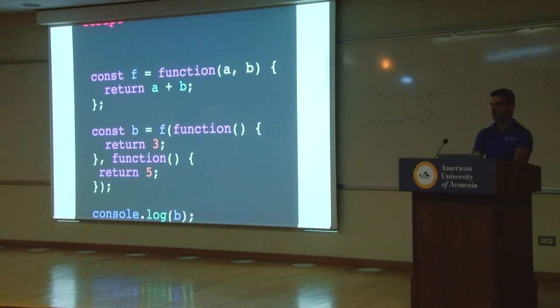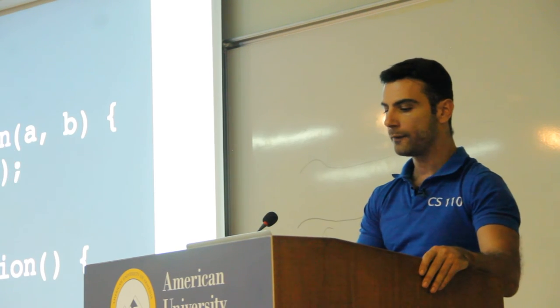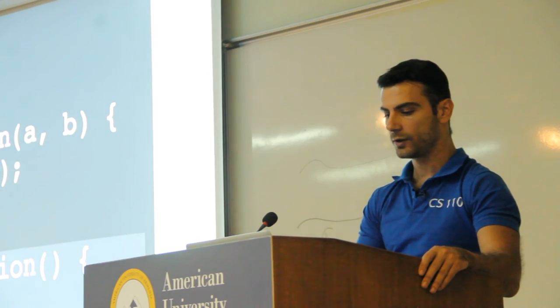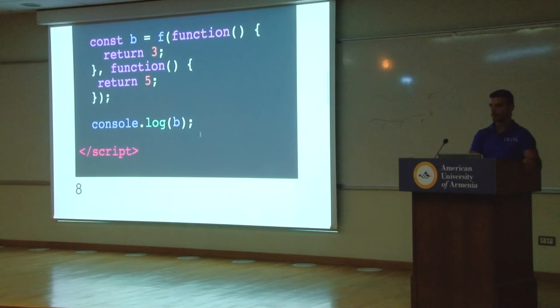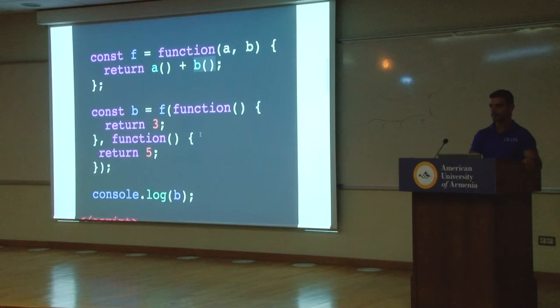I'm adding two functions together, which doesn't make sense, right? Why would you add functions together? So what I want to do is instead get the value of the function. I want to call the function and see what it returns, and add that to the result of calling the other function. If A is this function, which returns a 3, and B is this function, which returns a 5, calling A and adding the result of that to calling B is going to return 8. Make sense?